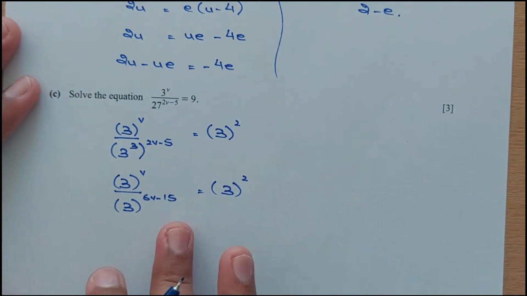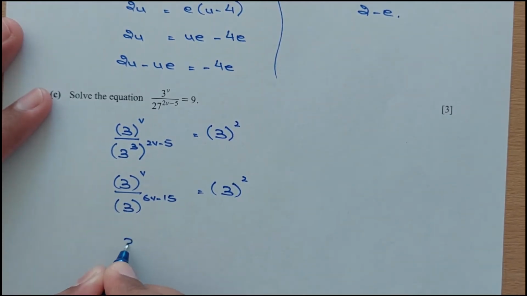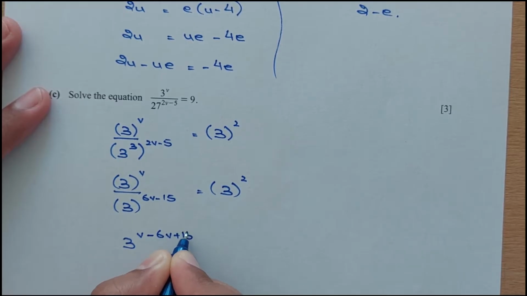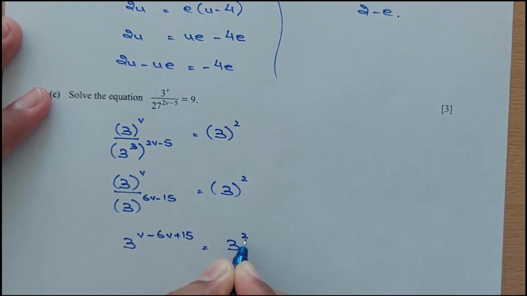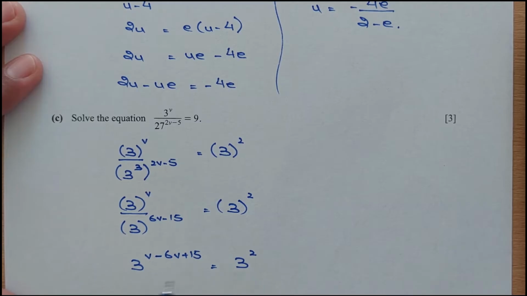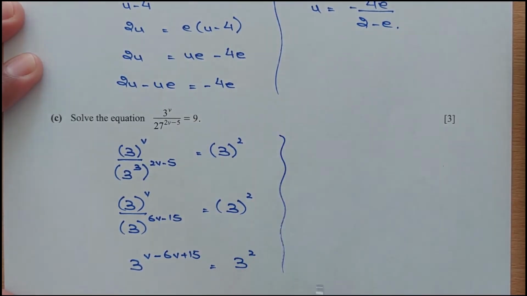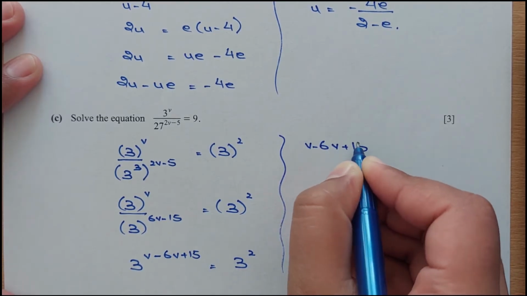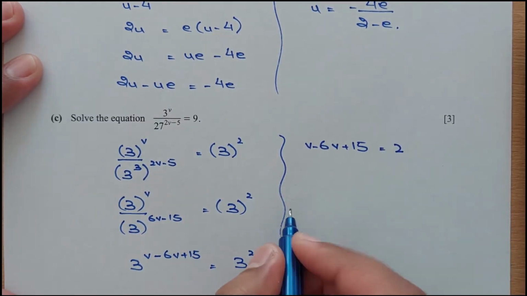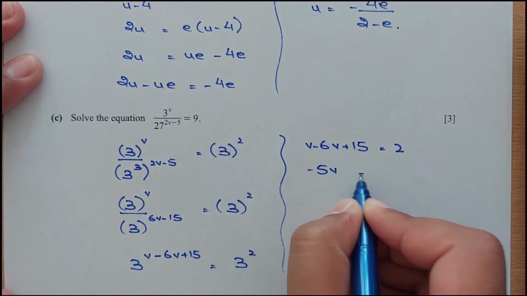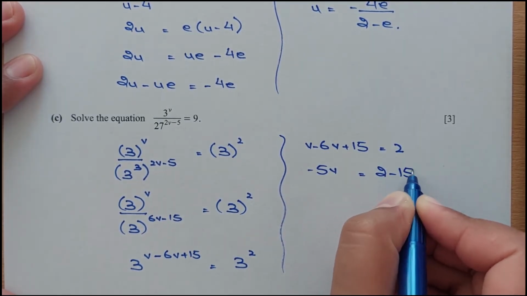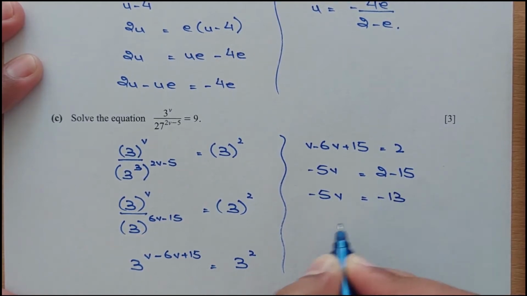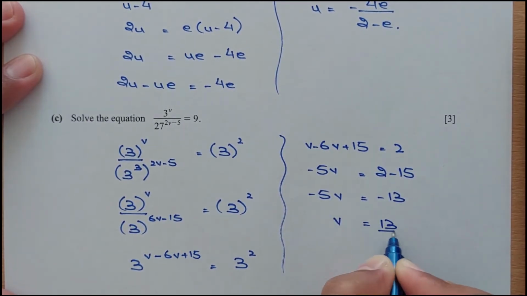Now shifting the denominator powers to the numerator by reversing the sign. So 3 power v minus 6v plus 15 equals 3 power 2. Okay, now the bases are the same. We can compare the powers, and v minus 6v plus 15 equals 2, right? So minus 5v equals 2 minus 15. Minus 5v equals, from 15 take away 2 is minus 13, and v equals 13 by 5.